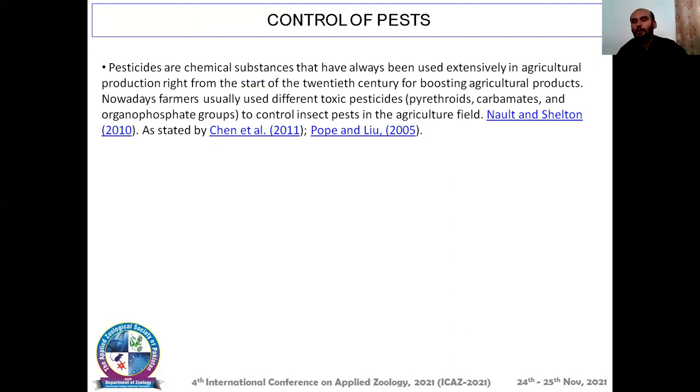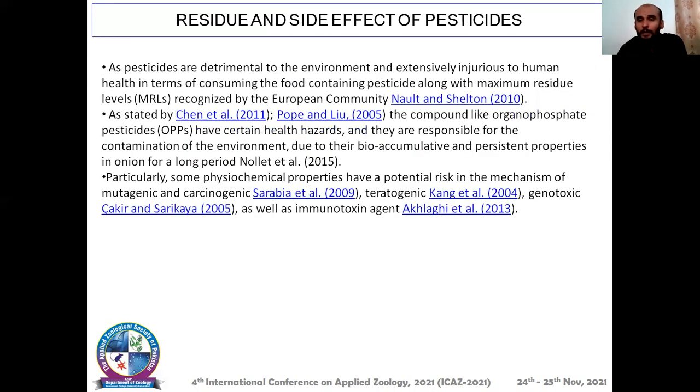Since the 20th century, for the protection of agricultural products, farmers have used different types of pesticides like pyrethroids, carbamates, and organophosphate pesticides, which include chlorpyrifos, in agricultural onion fields to control insect pests. But if residues of pesticides like chlorpyrifos or carbamates remain in foods like onions, they are hazardous to human health. They act as mutagenic, carcinogenic, teratogenic, genotoxic, as well as immunotoxic agents.